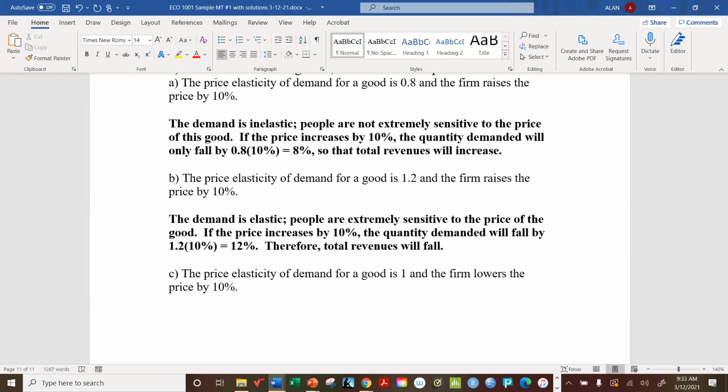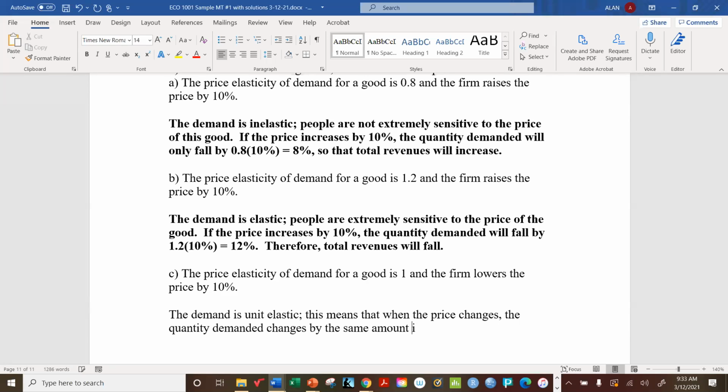Now, finally, we have this oddball case. The price elasticity of demand is exactly 1. Demand is unit elastic. This means that when the price changes, the quantity demanded changes by the same amount in the opposite direction, so that total revenues do not change.